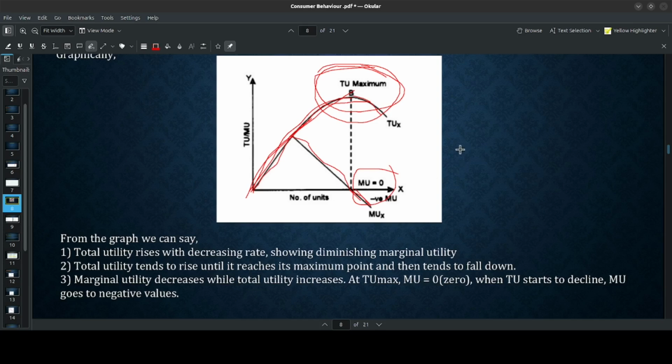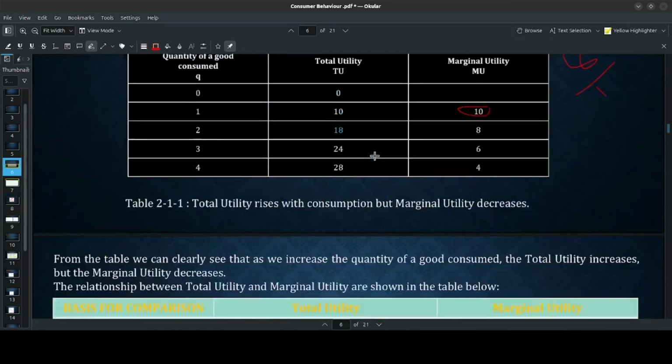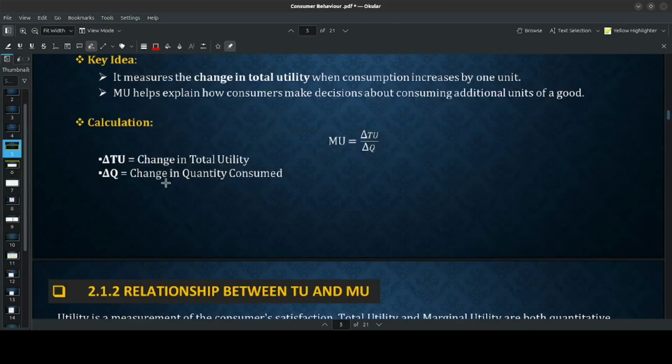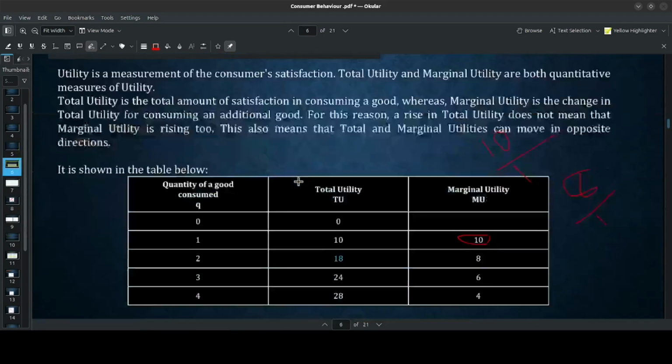What is marginal utility? Marginal utility means change of total utility divided by change of Q. What is Q? Q means change in quantity consumed.